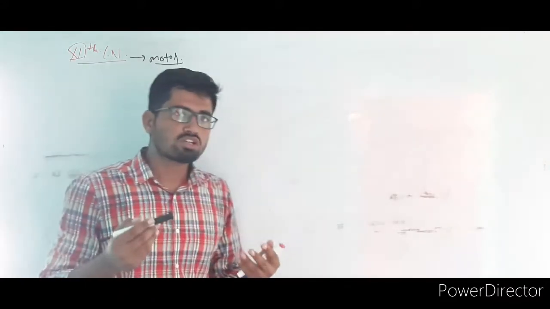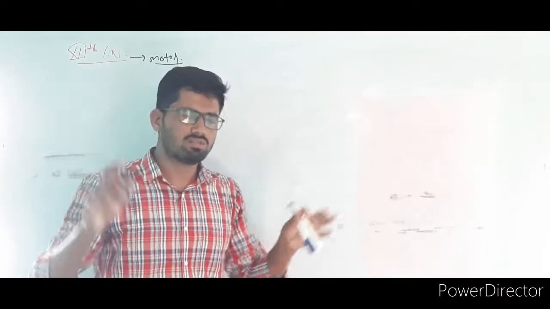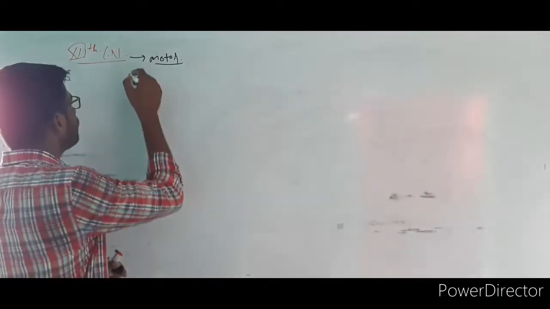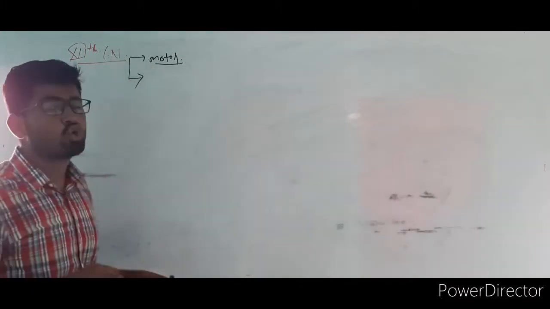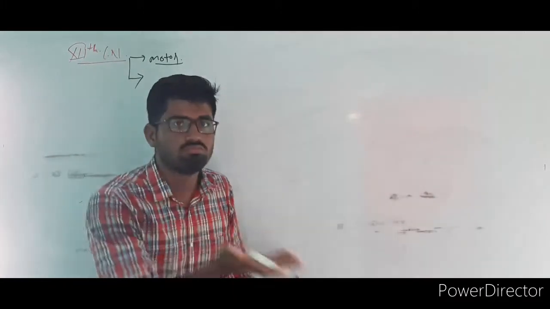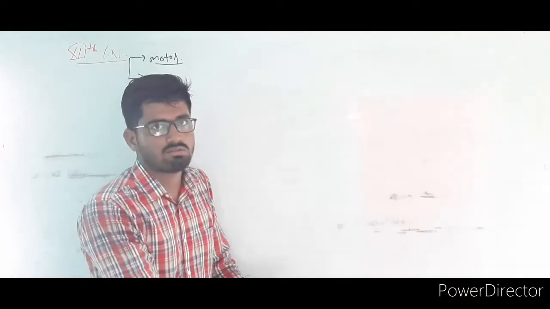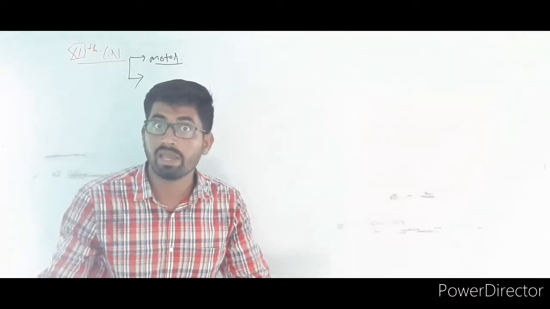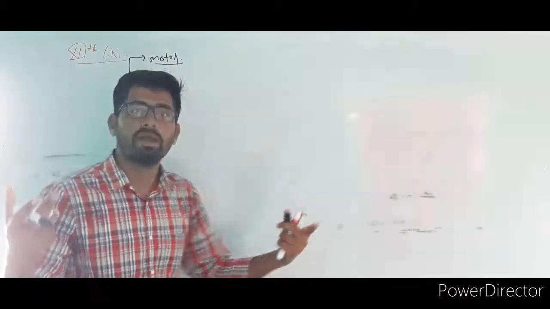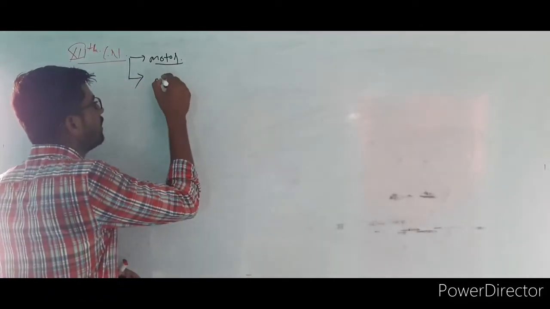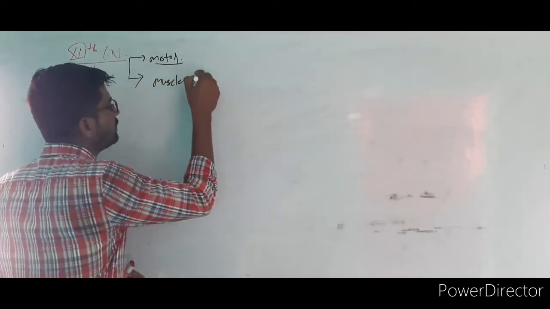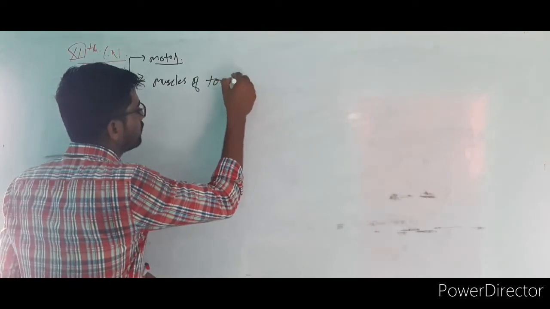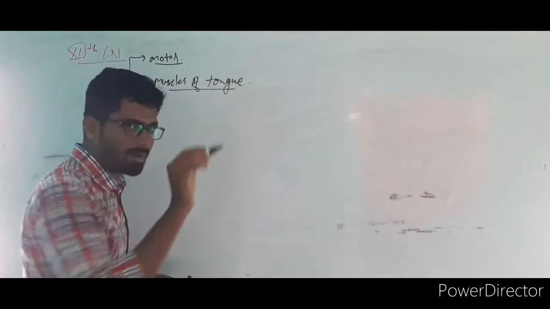Now tell me the course of this. Okay, we will talk about it later, no problem. It's supplied to which structures? 12th cranial, hypoglossal nerve. Just now we have seen that all the muscles of the tongue are supplied by the hypoglossal nerve, right? So it's supplied to the muscles of the tongue. Am I right?